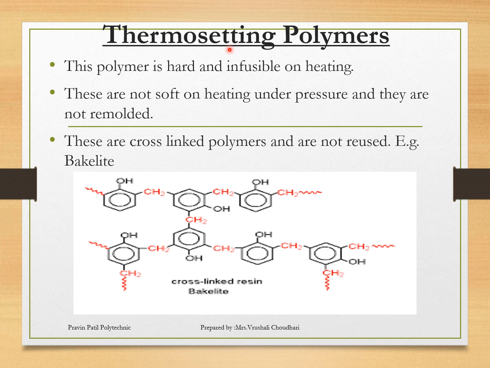So this plastic is not recyclable. Once it forms a particular shape or structure, it is not able to convert into another form. These are mostly cross-linked polymers and cannot be reused. An example is bakelite. But what are the advantages of thermosetting plastic?